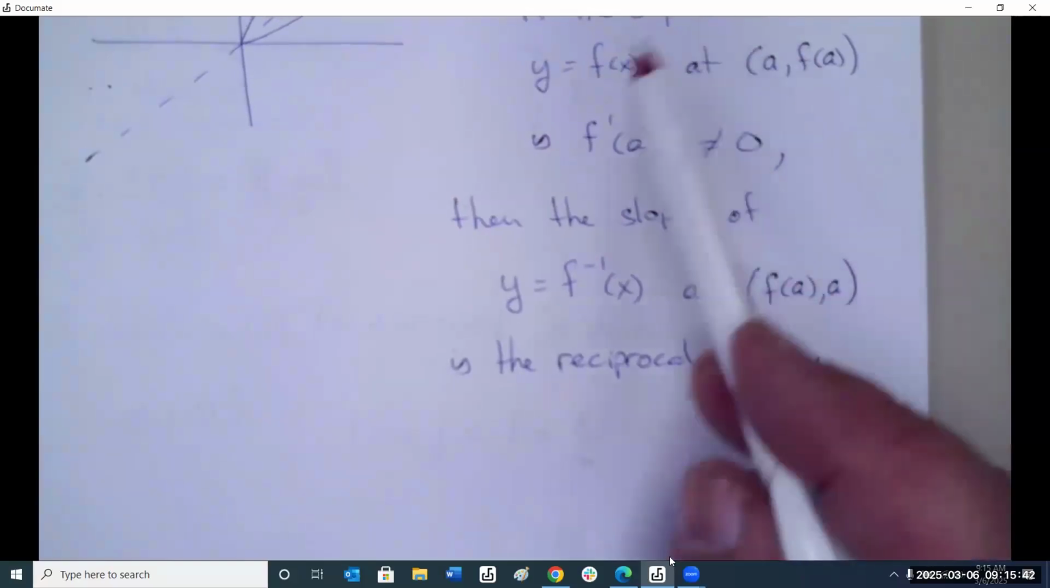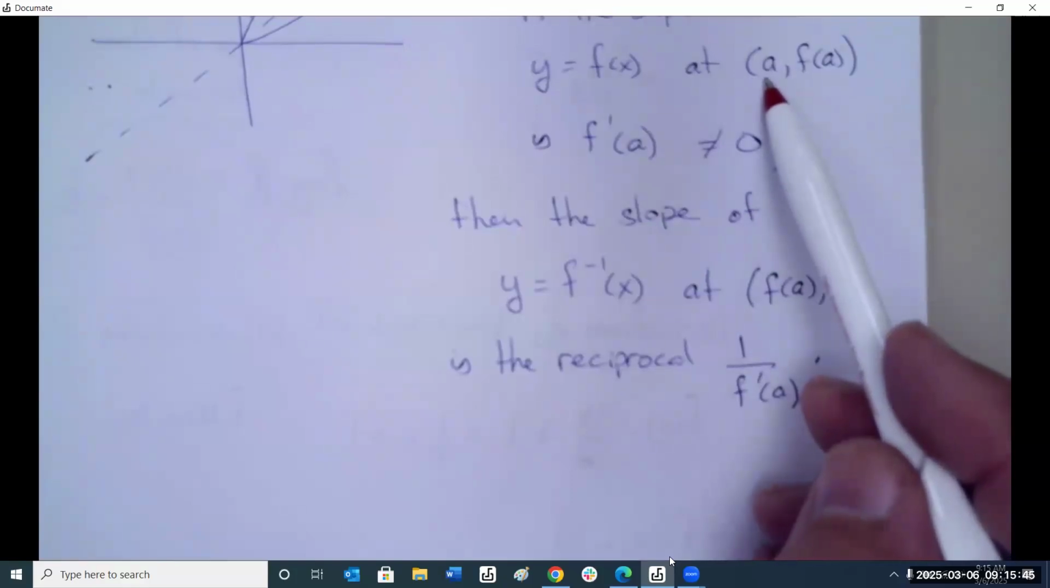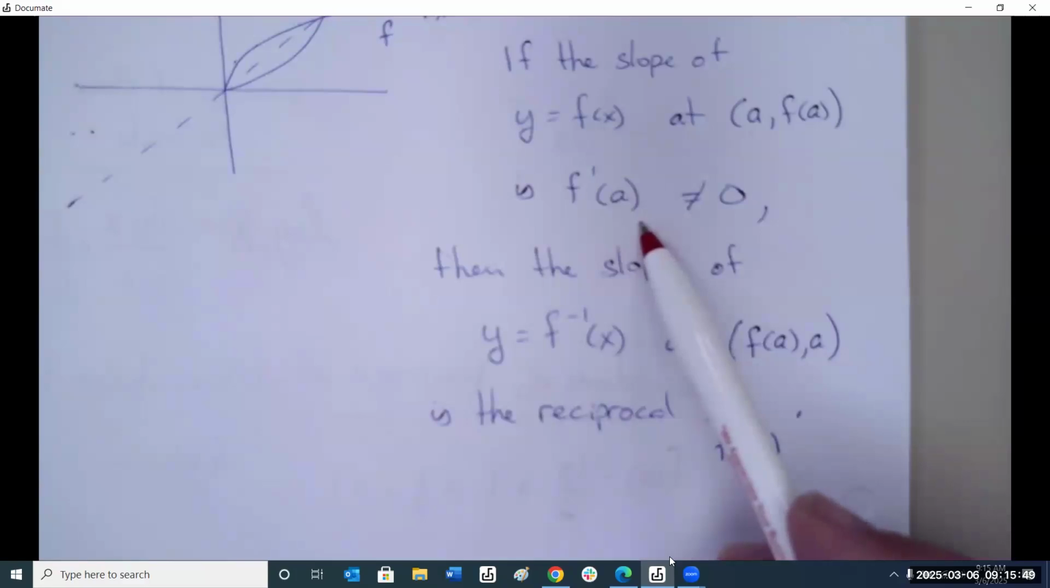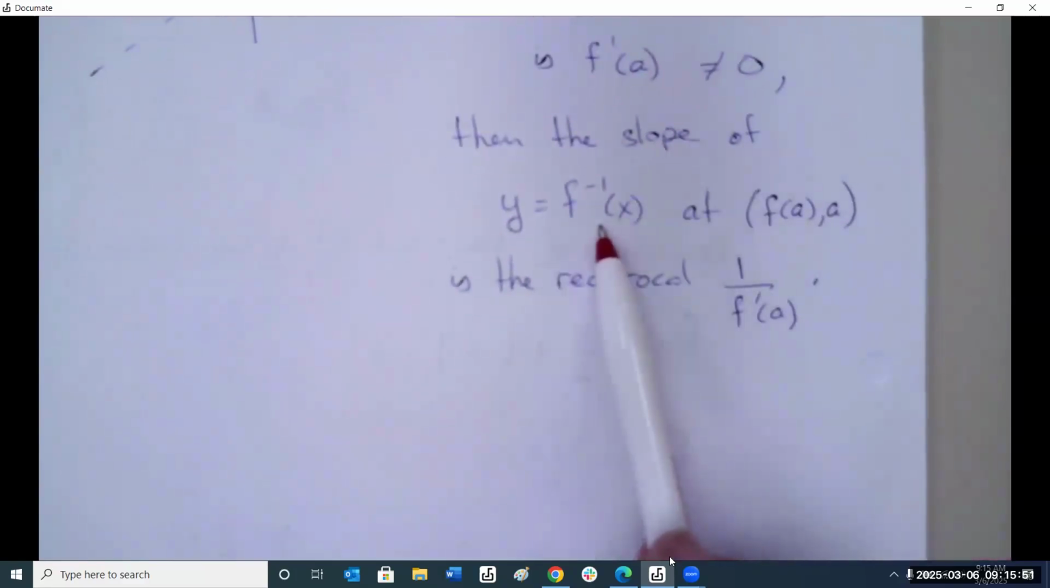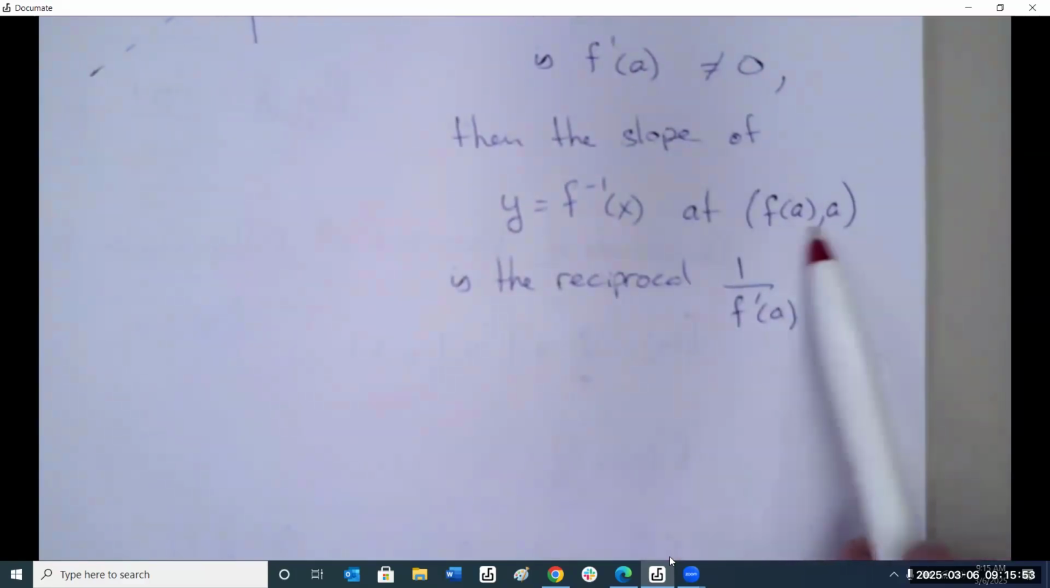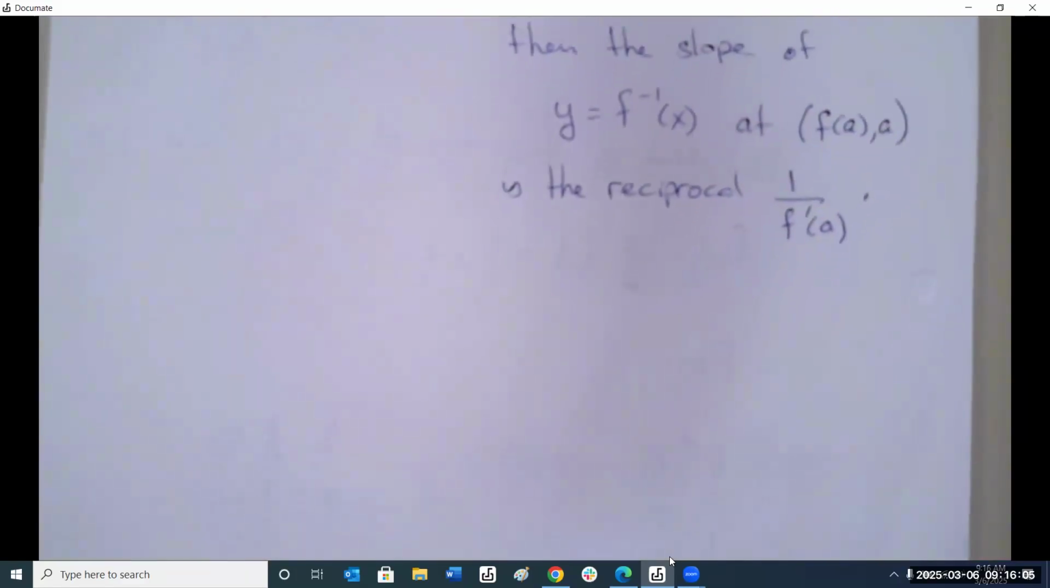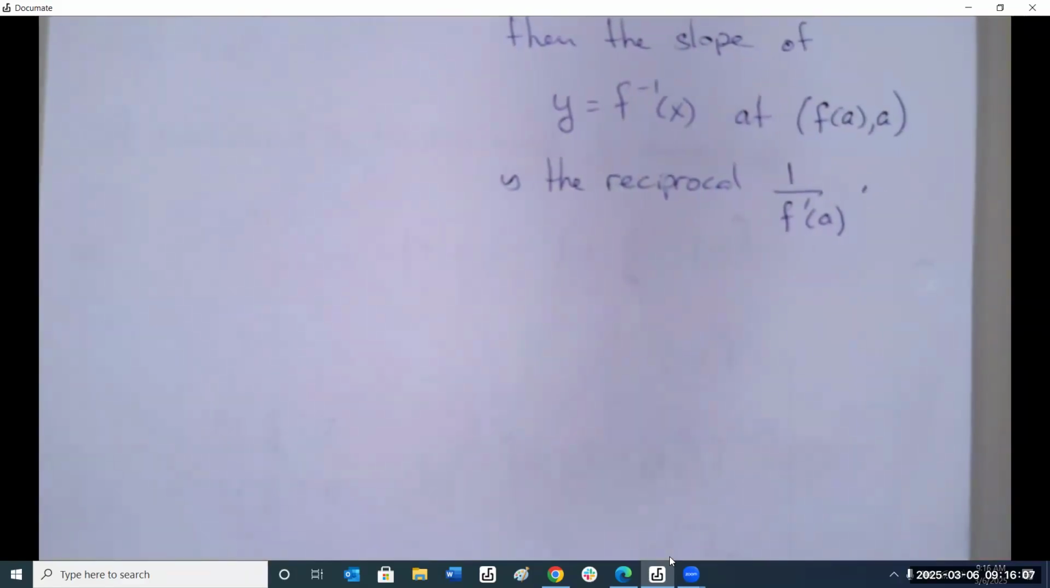So if the slope of y equals f(x) at point a, f of a, is f prime of a, then the slope of the inverse function at, remember you switch x and y, f of a is the reciprocal, 1 over f prime of a. That's what we just proved. So the question we have here is this.